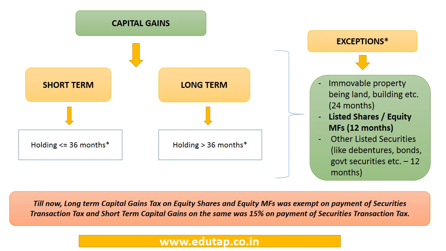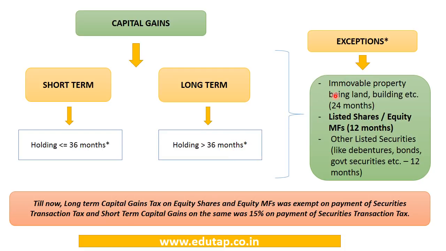Now let's understand this further through this pictorial representation. Capital gains can be either short term or long term. In general, if the holding period of the asset is more than 36 months, it is a long term capital gain, and if the holding period is less than 36 months, it is a short term capital gain. However, there are certain exceptions, and in these exceptions equity is also covered. So let us look at these exceptions.